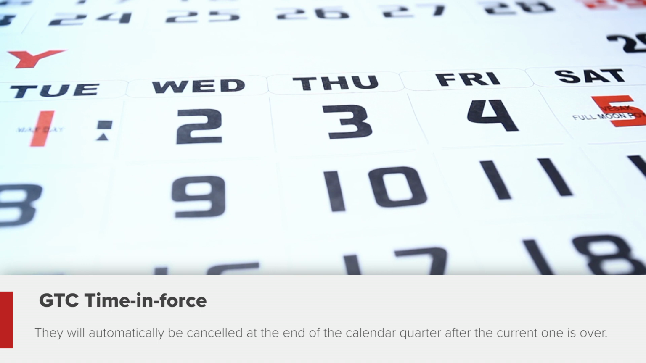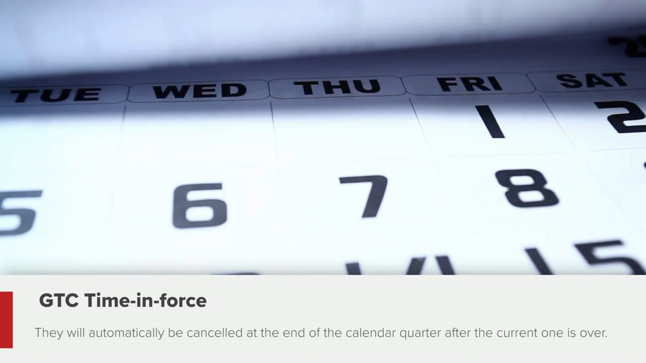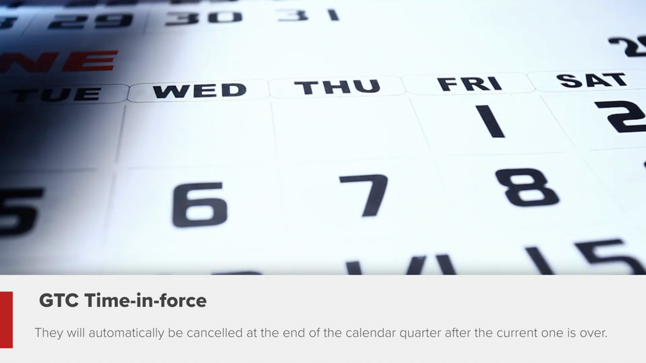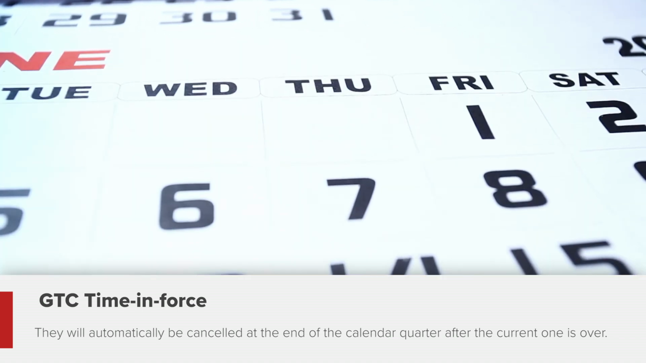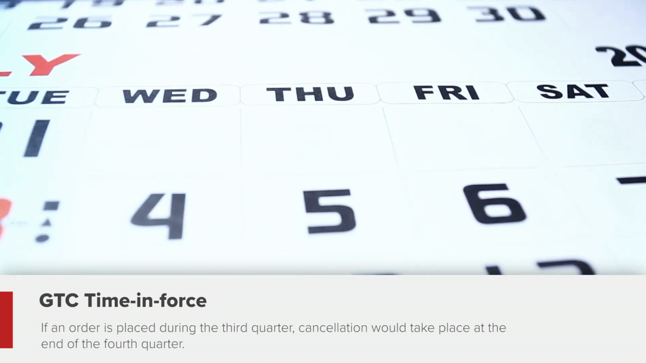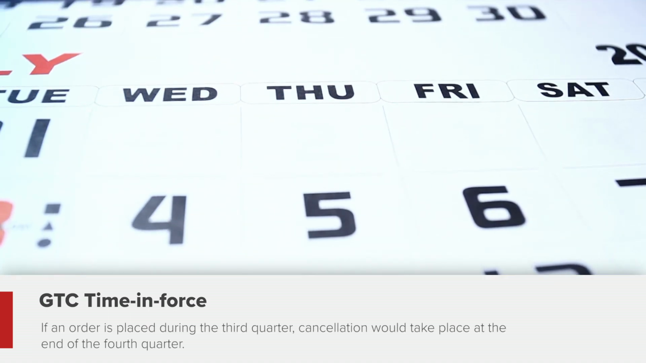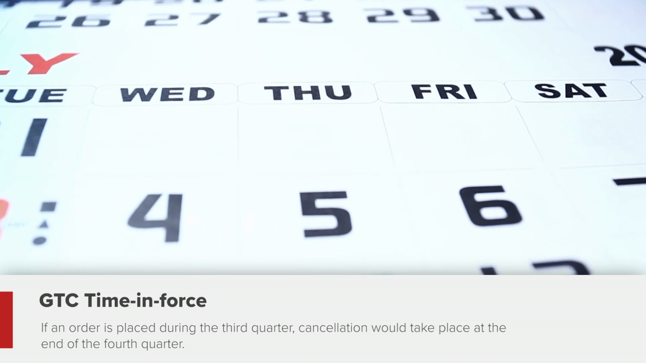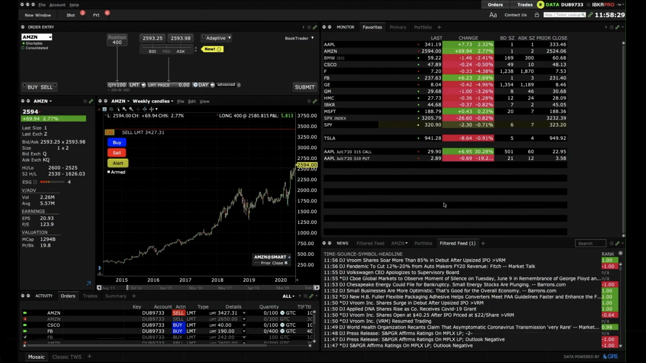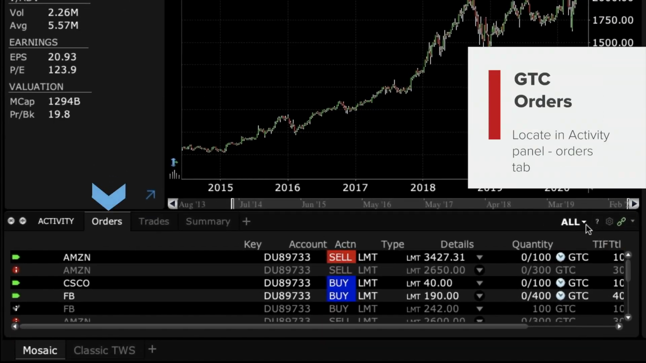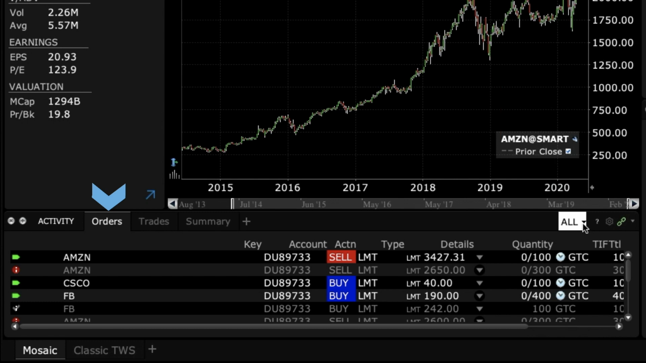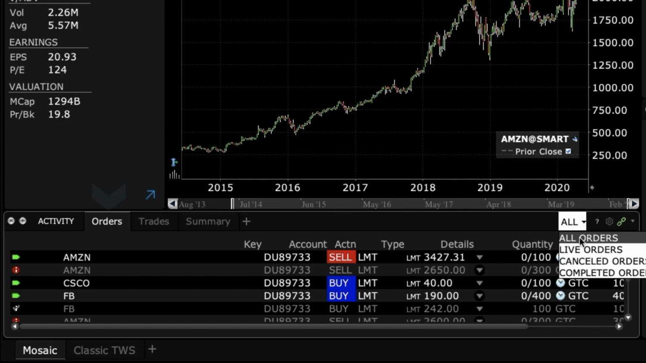Although GTC orders can be left in place for several months, they do not last forever. In fact, they will automatically be cancelled at the end of the calendar quarter after the current one is over. If an order is placed during the third quarter, for example, cancellation would take place at the end of the fourth quarter. Whenever you open TWS, all GTC orders you've placed will show up in the Orders tab in the Activity panel, where they will continue to appear until they're fully executed or cancelled.